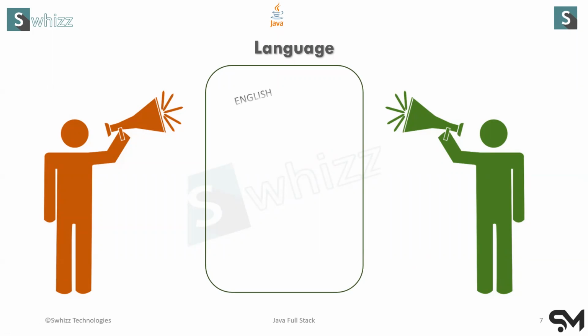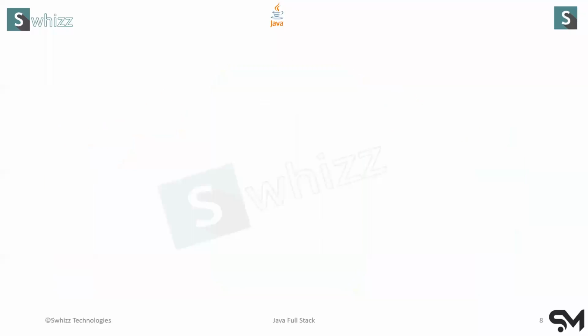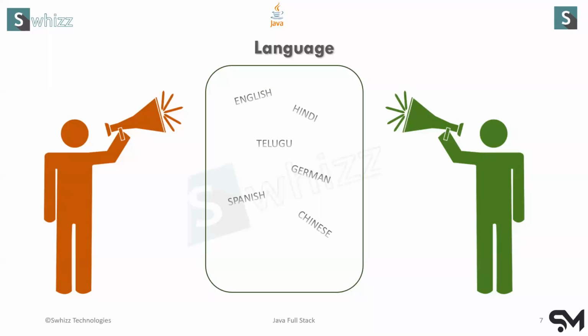If two entities need to communicate with each other, they need a language between them, right? So when two people communicate with each other, what is the language that is required? Either English, Hindi, Telugu, Spanish, German, Chinese, Japanese, or whatever it might be, whatever language those two parties can understand. Remember this point very well: two parties should be able to understand a single language.